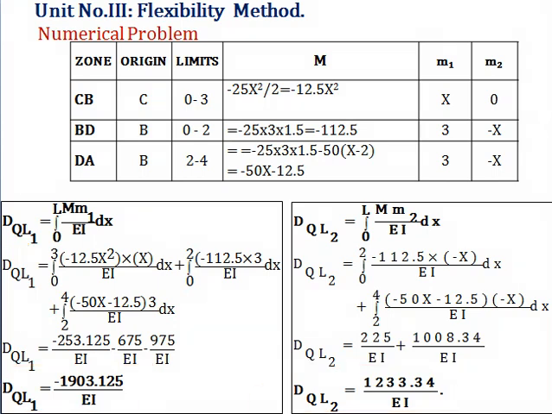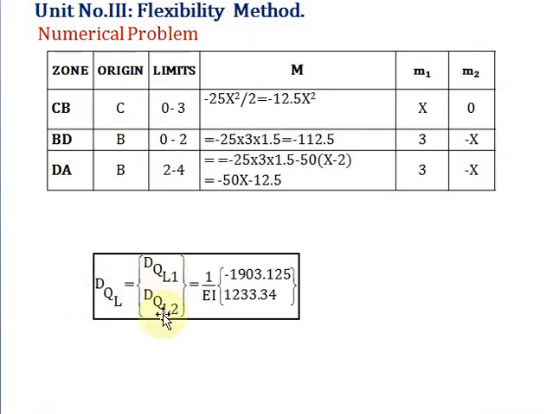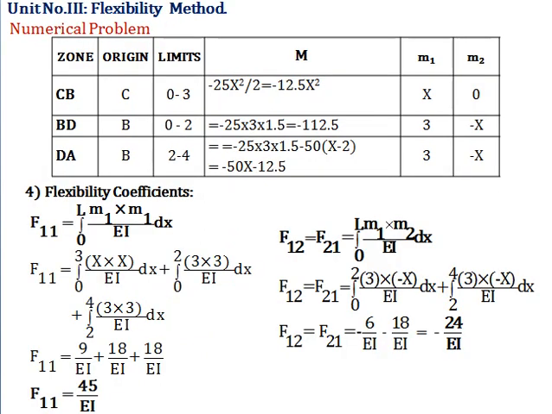After finding DQL1 and DQL2, we put those values in the DQL matrix. The next step is to find the flexibility coefficients. First we will find the coefficient F11.